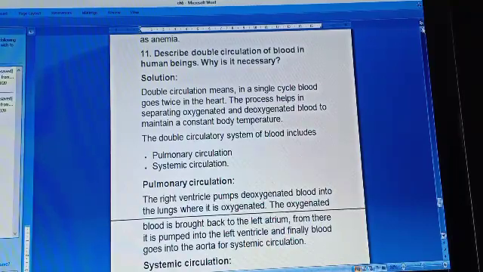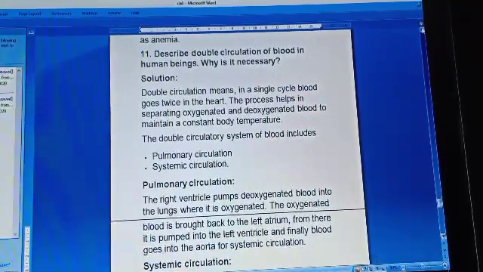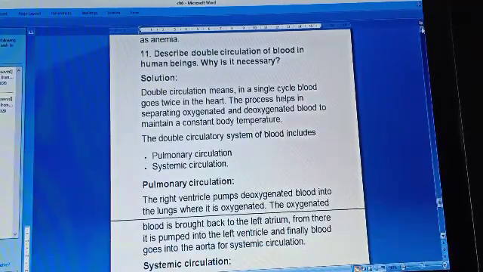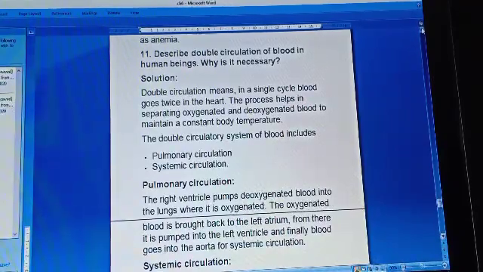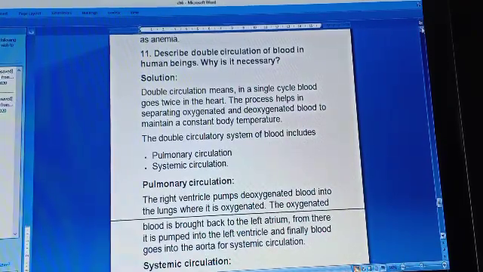What's the function of lungs? Whatever deoxygenated blood the right ventricle pumps to the lungs is converted into oxygenated blood. Then this oxygenated blood is brought back to the left atrium. From there it is pumped out by the left ventricle, and finally by the aorta it goes to the other parts of the body.